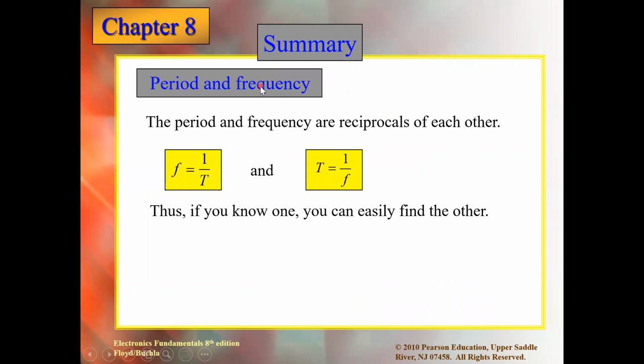Now the period and frequency relation. The period and frequency are reciprocal of each other. That means if you know the time period, the time required to complete 1 cycle, you can find the frequency. They are inversely proportional to each other. If you know one, you can easily find the other one.